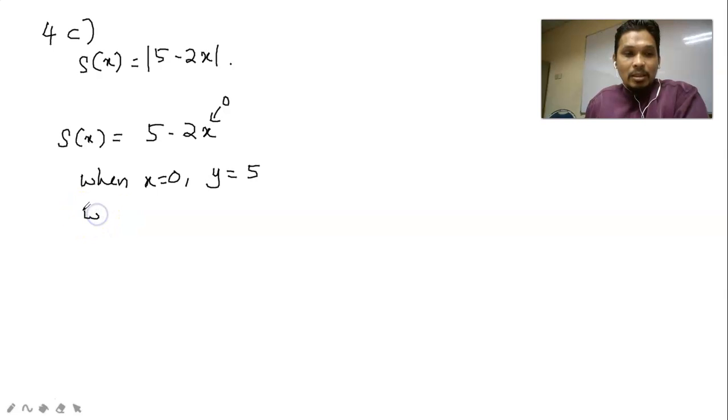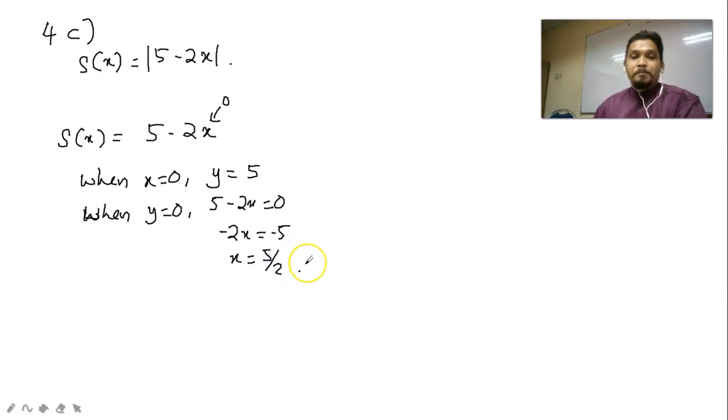And then when y equal to 0, 5 minus 2x equal to 0, negative 2x equal to negative 5, then x equal to 5 over 2. So let's find out now the coordinates of these 2 points.